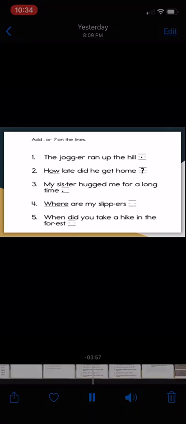My sister hugged me for a long time. Is that a statement or a question? You're right. It's a statement. Write your period. Number 4. Where are my slippers? Is that a statement or a question? You're right. It's a question. Draw a question mark. When did you take a hike in the forest? Is that a statement or a question? You're right. It's a question. Put your question mark. You guys are doing a great job.